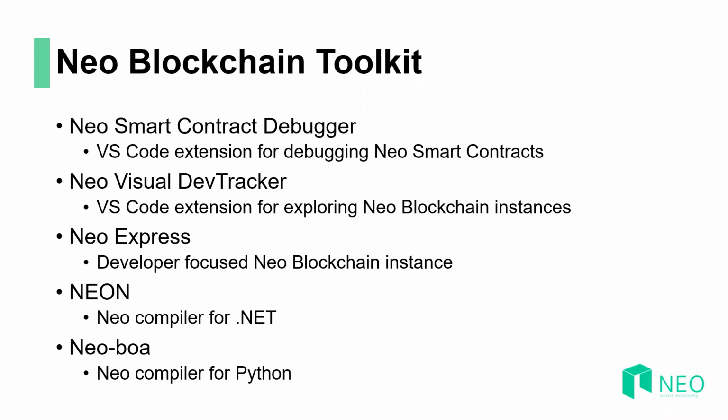We also are going to be seeing 2 different compilers today. Neon is the NEO compiler for .NET. This is how you compile C# or Visual Basic written contracts to run on the blockchain. And NEO BOA is the Python compiler. As I mentioned, a new version is being released this week. I think it released today. This new version includes support for the contract debugger. So we're going to see this here live and in person.